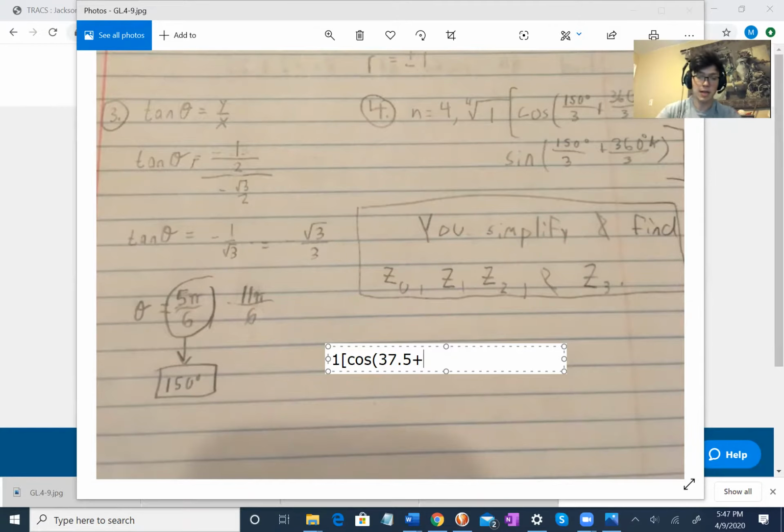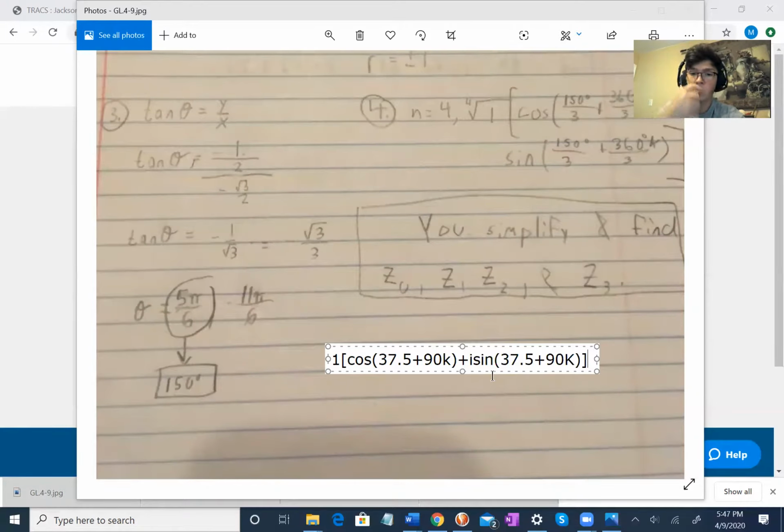Oh, that's a nice little 90 degrees. So we got 90 degrees, K. And then I'm just going to do the same thing with sine, but we're going to have an i out front. Sine of 37.5 plus 90K. Let me extend this real quick. Parentheses, bracket. And this is the simplified polar form so far.